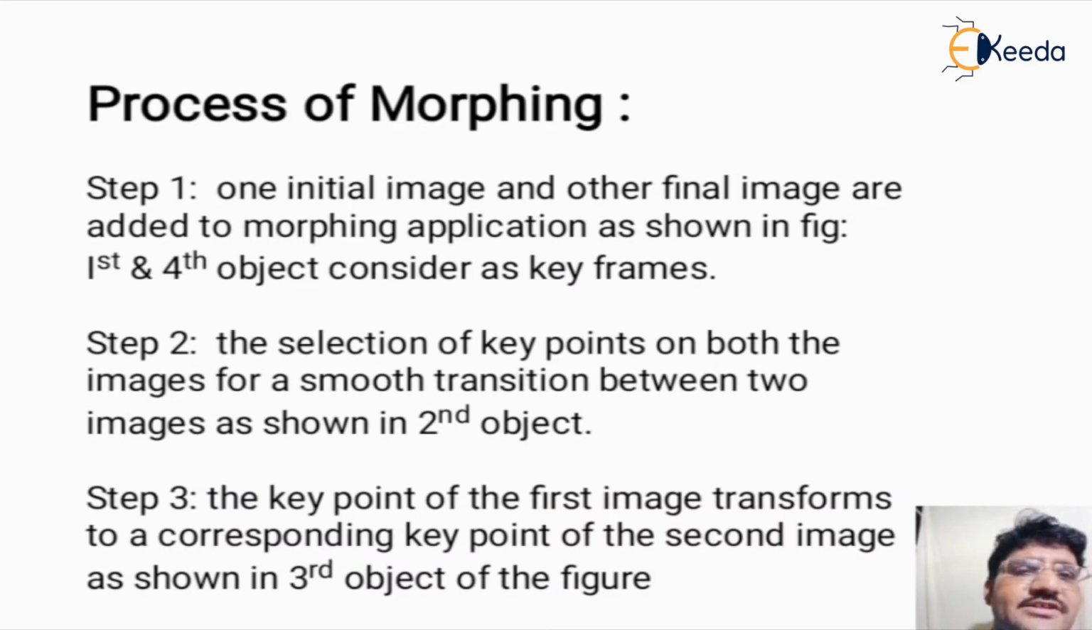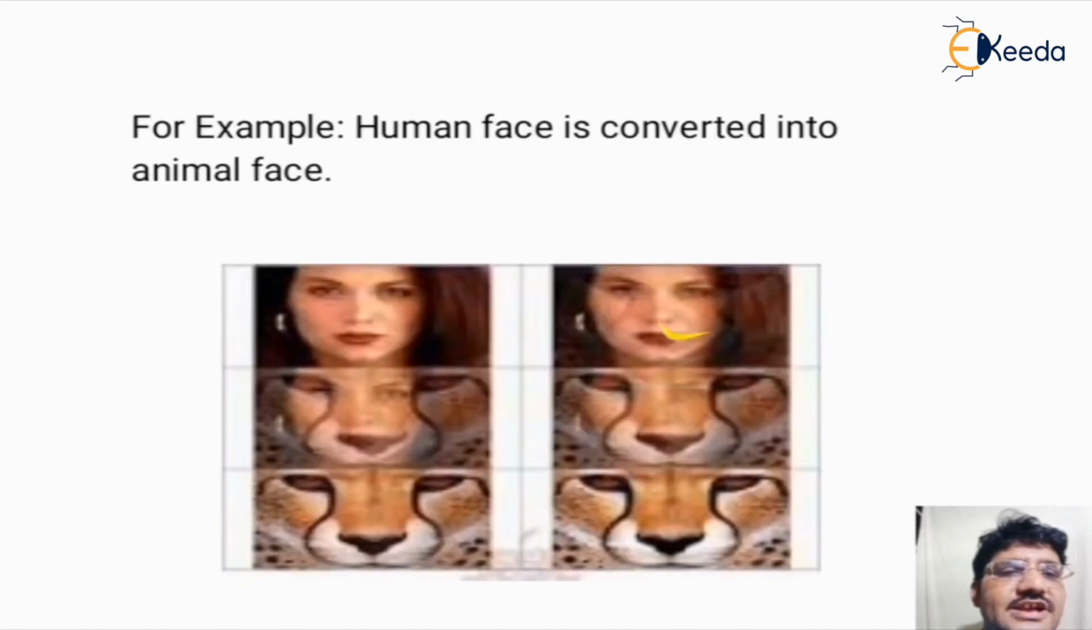The morphing process includes the following steps. First, the initial image and the final image are added to the morphing application by using the keyframes or tweening method. In the second step, we select key points on both images for a smooth transition between the two images, as we can see in the diagram, the second object.